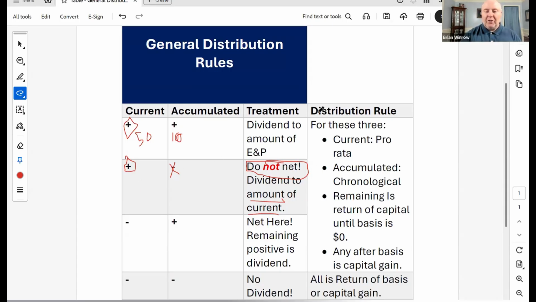I'm going to show you these other distribution rules here in just a second. Let's just stay with our basic rule now, and then we're going to hop over here and see what we mean by this distribution rule. So now we've dealt with a positive in current and a positive in accumulated, a positive in current and a negative in accumulated. Now let's reverse the rules.